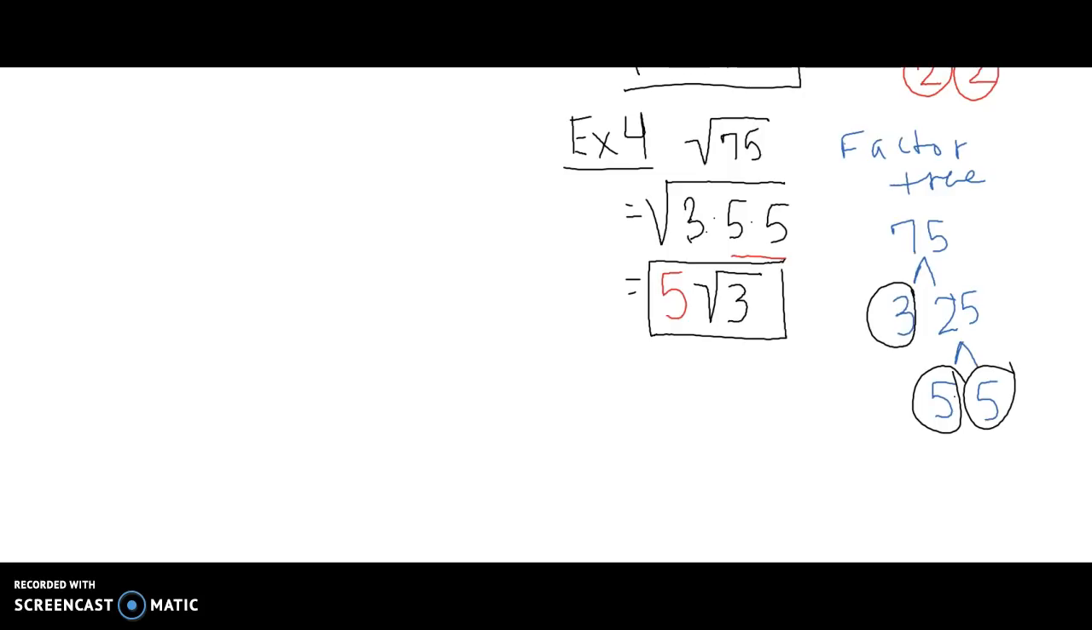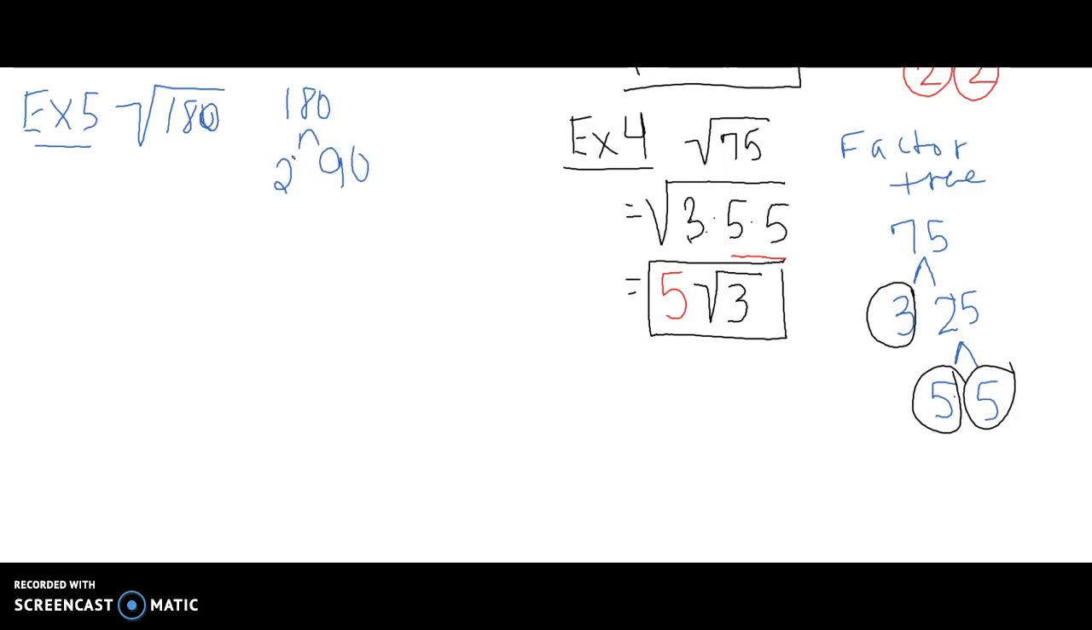Now let's go ahead and try example number 5. And this one's going to be a little bit different. Let's take the square root of 180. Notice that my numbers have gotten bigger. Oh, it's horrible writing on the screen, guys. 180. Again, I like to start with the smallest number first and then work my way down from there. So 180, I'm going to divide it by 2. 2 times 90 gives me 180.